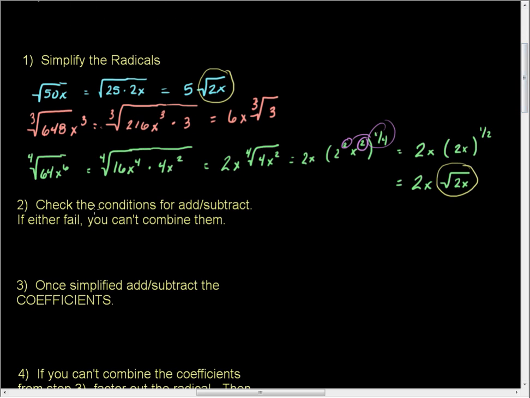So step 2, now check for the conditions. So we can combine the first and the third. In fact, I'm going to rewrite it slightly. I'm going to write it as 5 square roots of 2x minus 2x square roots of 2x plus 6x cube roots of 3.